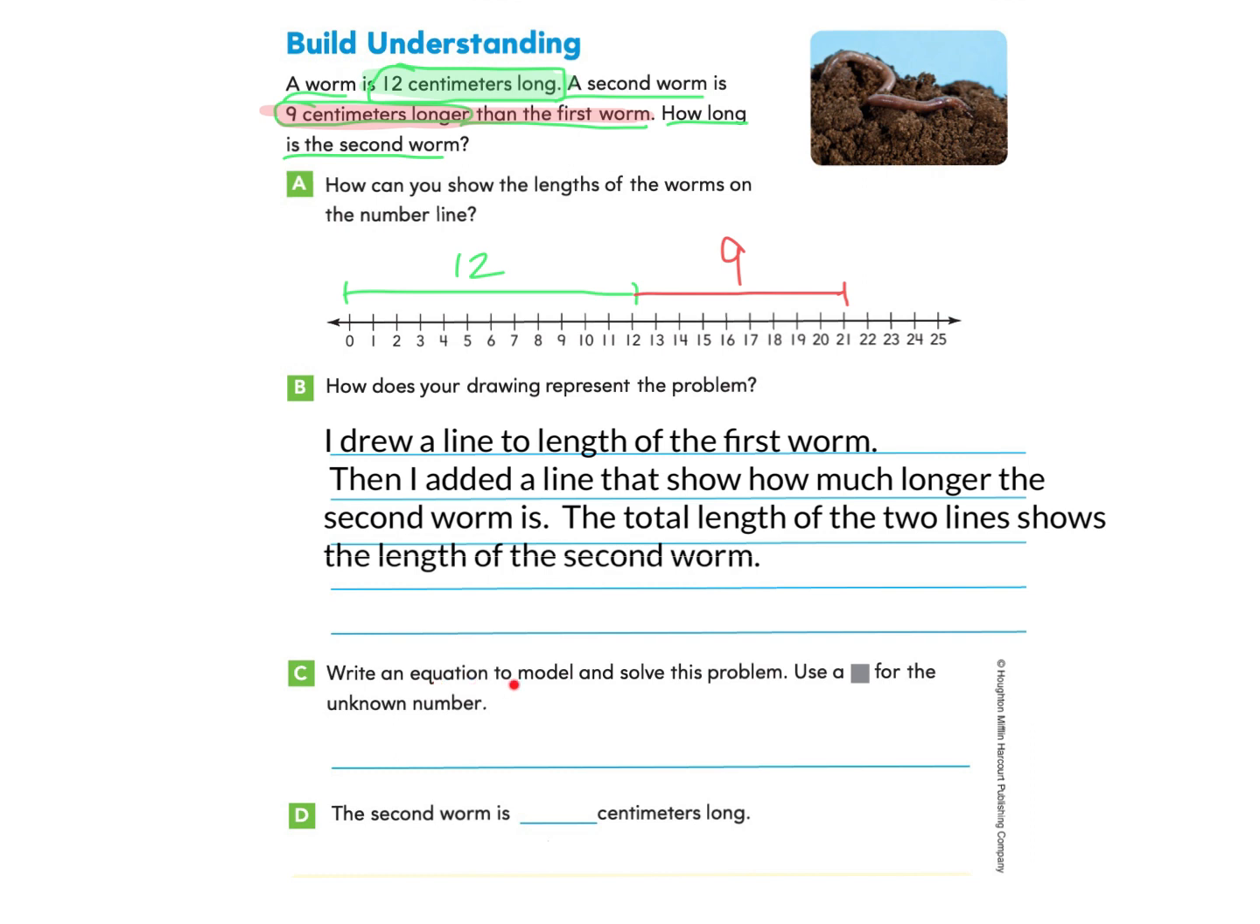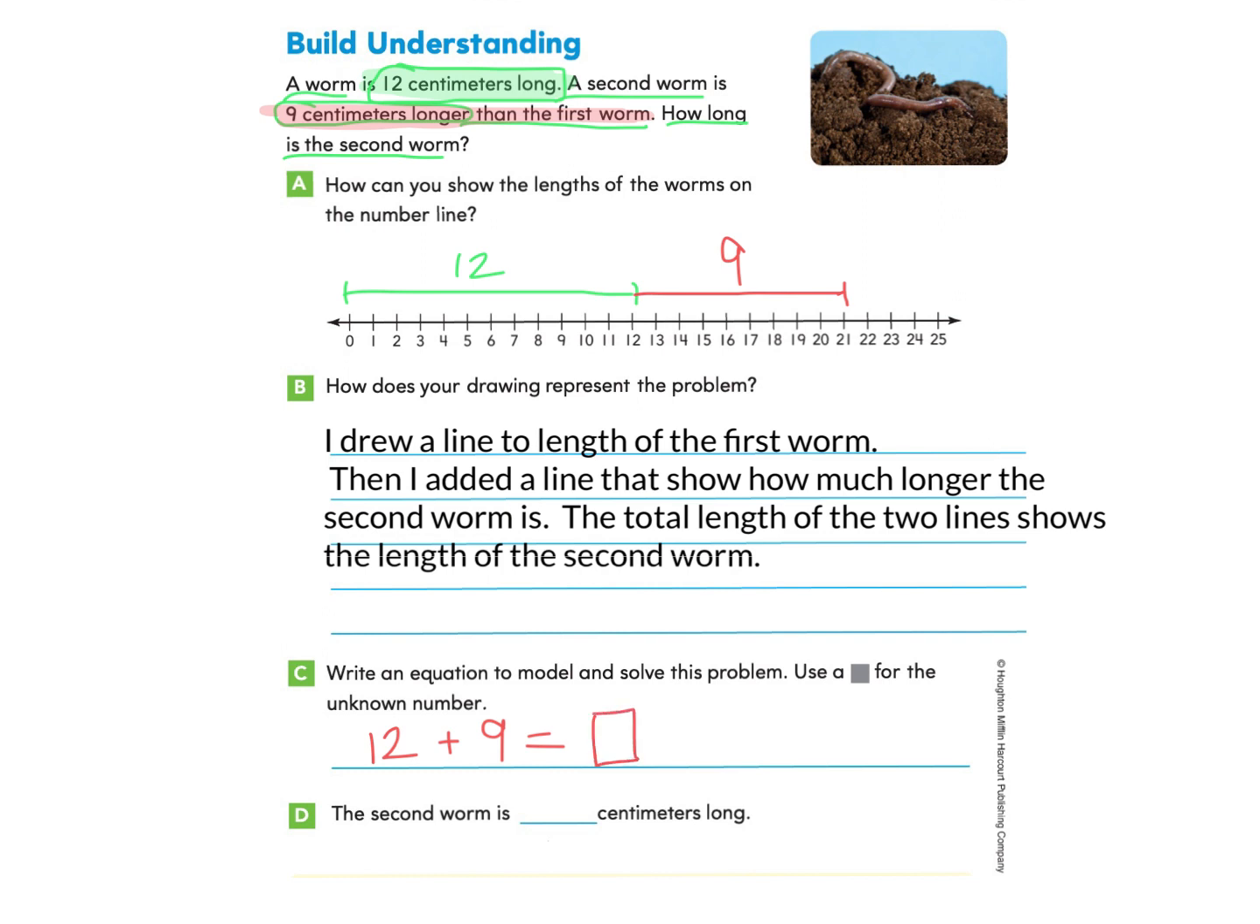Write an equation to model and solve this problem. Use a square for the unknown number. Okay, so remember first I had the 12, which is the first worm. So we can write that. We had 12, and then we added another 9 here because that's how much longer the second worm was from the first worm. So we added a 9, and when we did that, we ended up at an unknown number. So we're going to make this box unknown.